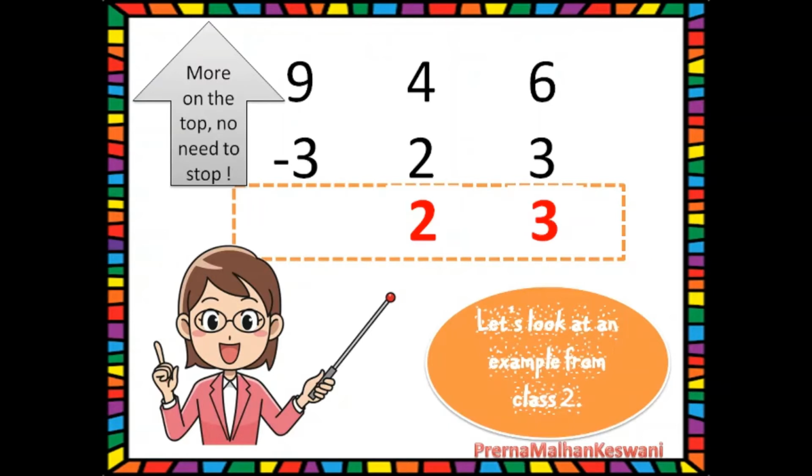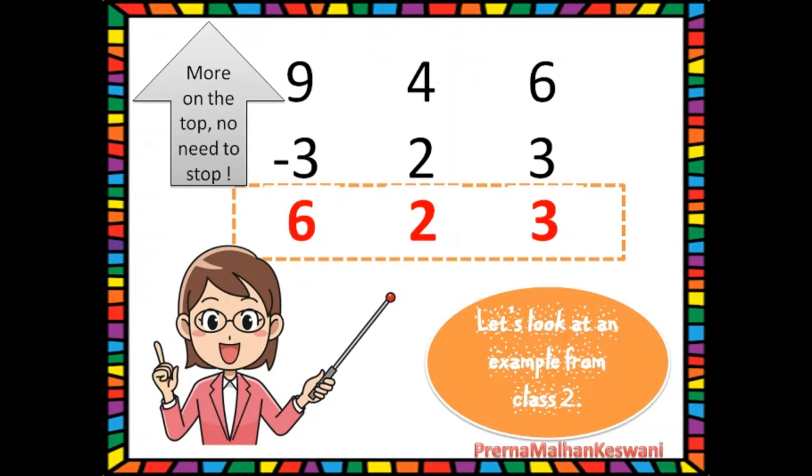9 and 3. So, again, you have to check. The first step is to check whether the number on the top is more or whether the number on the floor is more. Yes, the number on the top, which is 9, is more than the number on the floor, which is 3. So, more on the top, no need to stop. That means you have to start counting from 3 till 9. 4, 5, 6, 7, 8, 9. So the answer is 6.